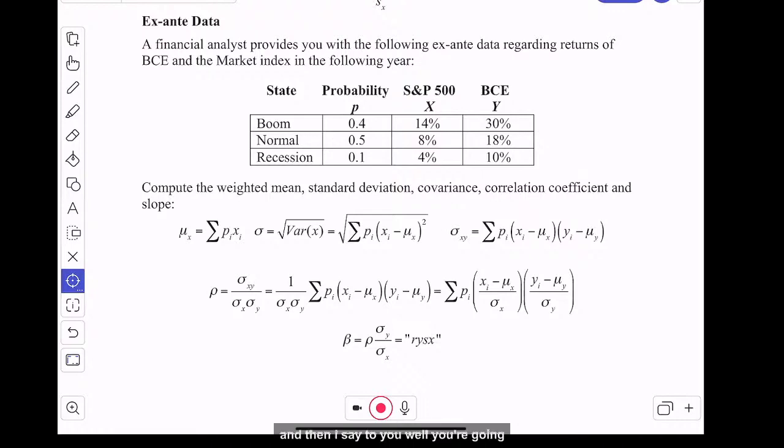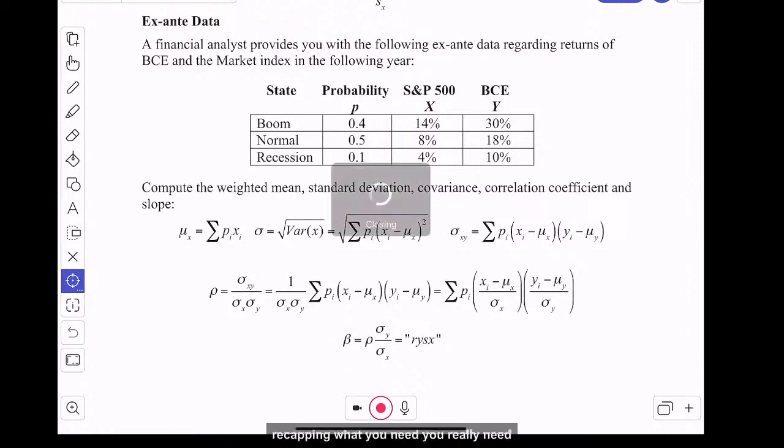And then I say to you, well, you're going to do the same thing, but you're going to use the more general formulas, the formula for the weighted mean, the weighted standard deviation. As a result, you get the symbol mu because these are distributions. So this is the weighted mean, the weighted standard deviation, the weighted covariance, the weighted correlation. So again, this is the form of it that you're going to get more used to in this class. And this is the weighted beta. So anyway, watch those videos because I don't want to go back.